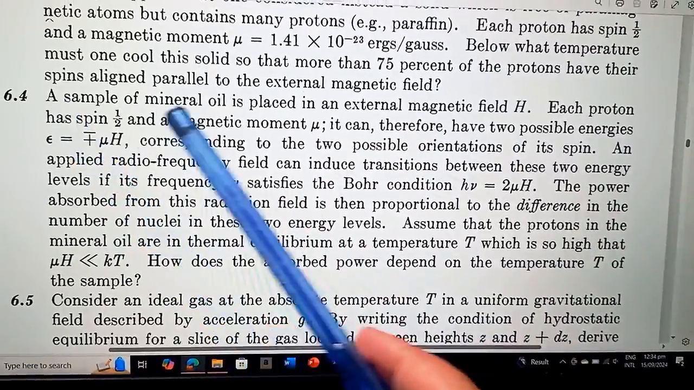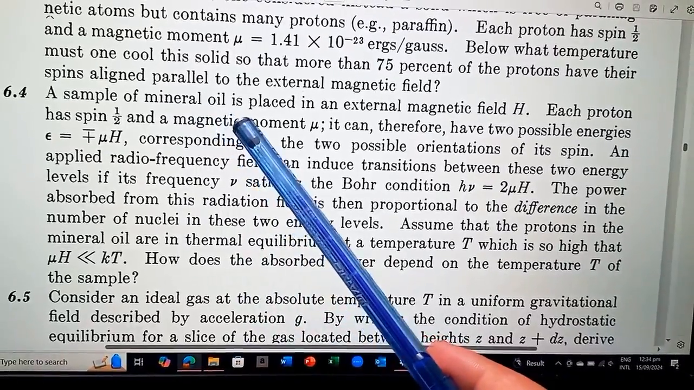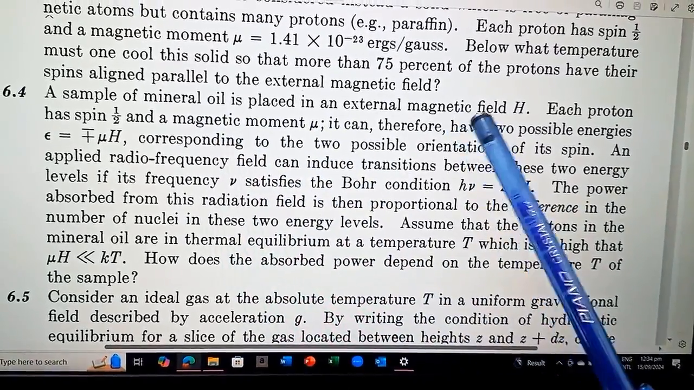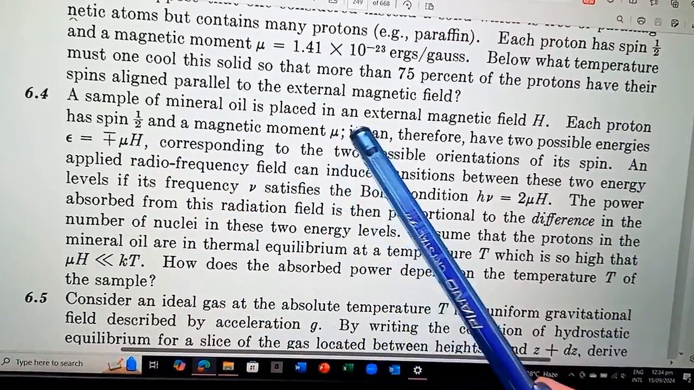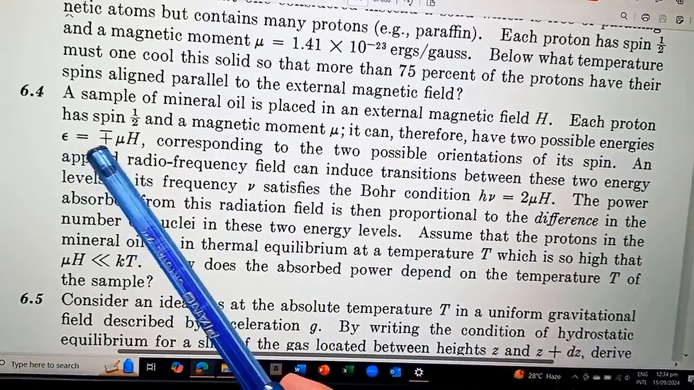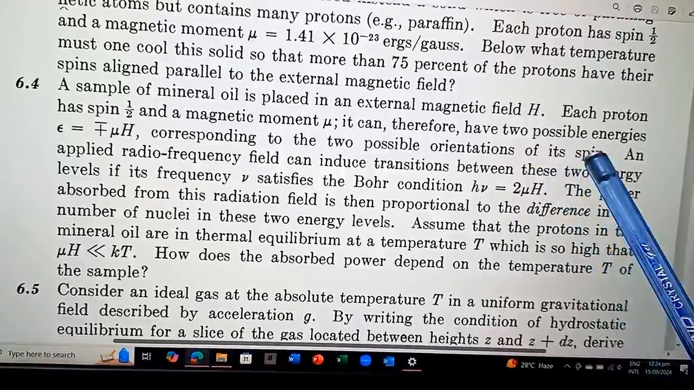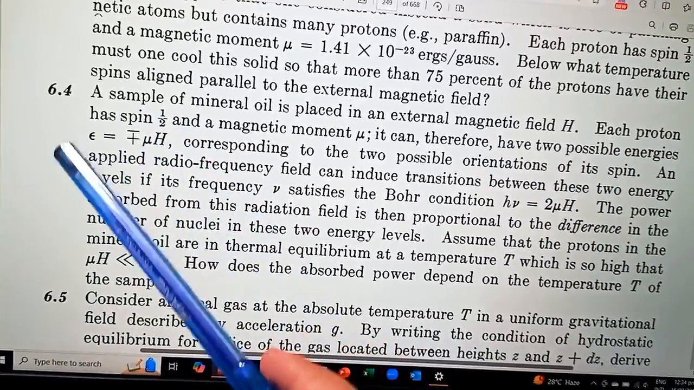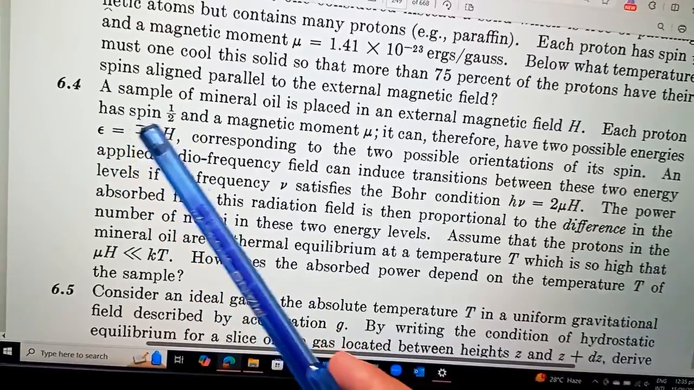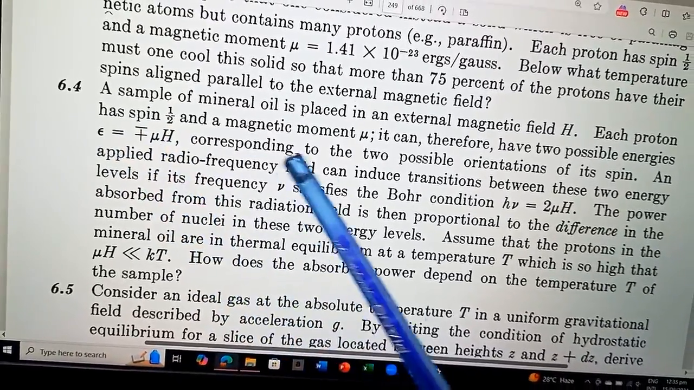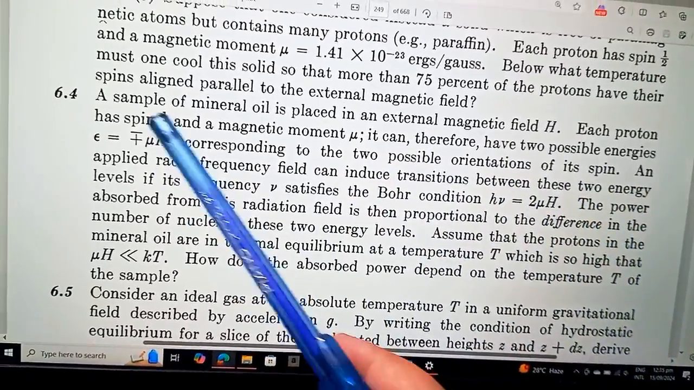Okay, so first we have some long description of our system, and they say we have some mineral oil and we have placed it in an external magnetic field. Each proton has spin half and a magnetic moment mu. It can therefore have two possible energies, E equals minus or plus mu H, corresponding to the two possible orientations of its spin. Here the main thing that we have noticed is that we have a system that has two possible energies, minus mu H or plus mu H, corresponding to the two different possible orientations of its spin. Alright, so we have two possible energies.